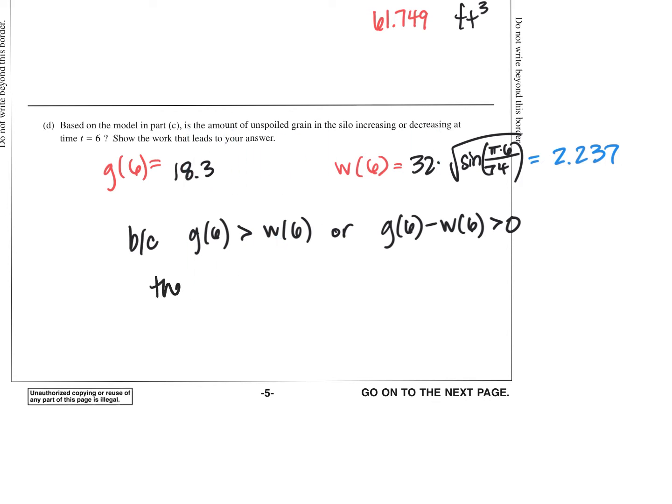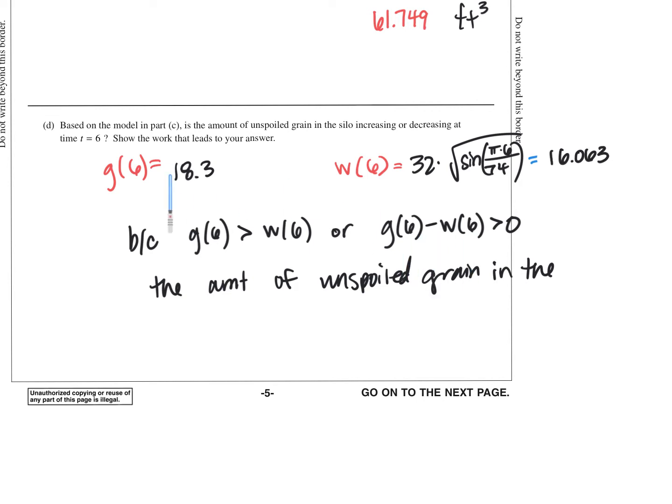I'd say the amount of unspoiled grain. Is that 2.237 W of 6 or the total? That's the difference. Oh, snap. Good call. What was W of 6? Sorry, what was W of 6? It was 16.063. Whew, thank you. When I subtracted them, I went this route. So 18.3 minus that got me something still positive. Thank you for that, Brode.